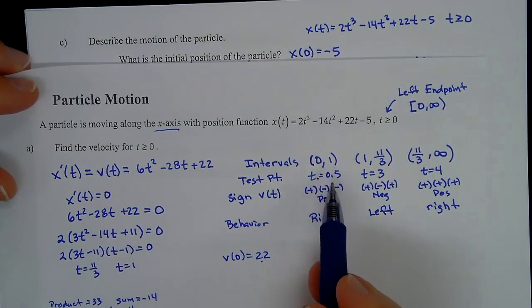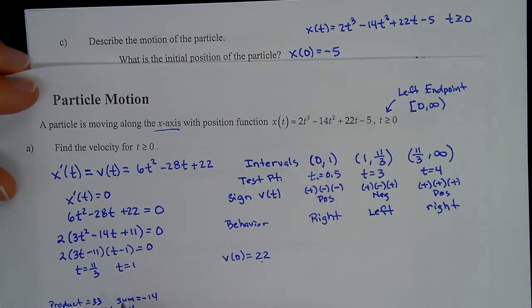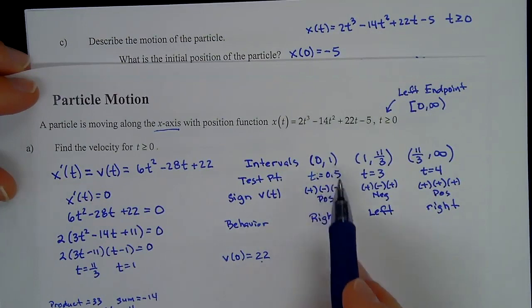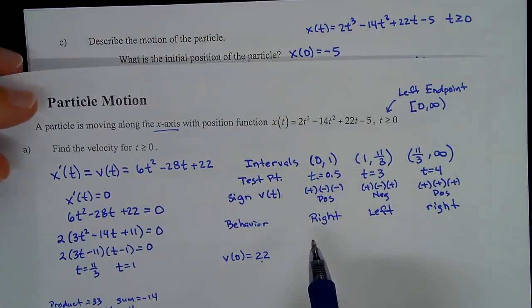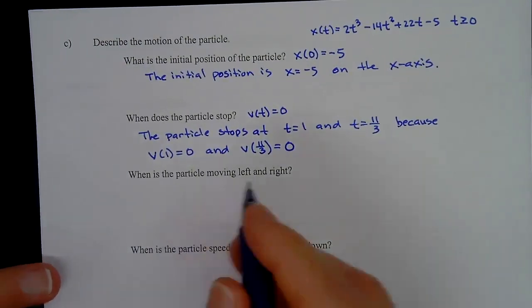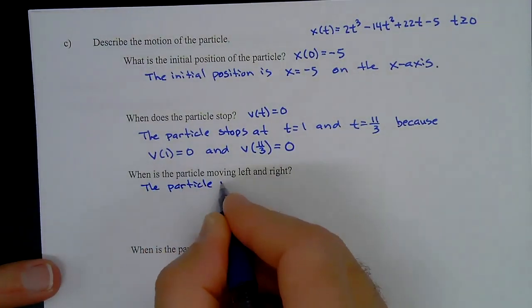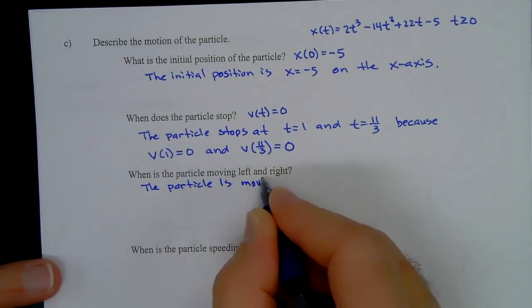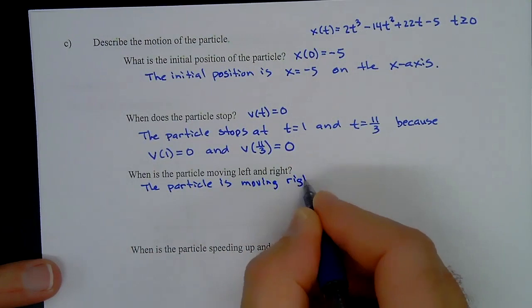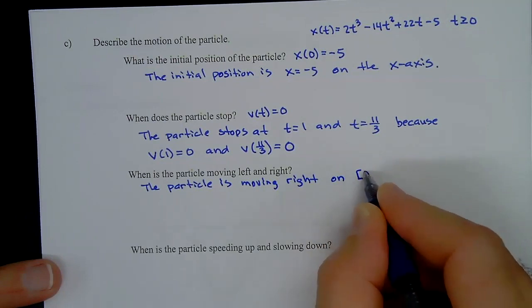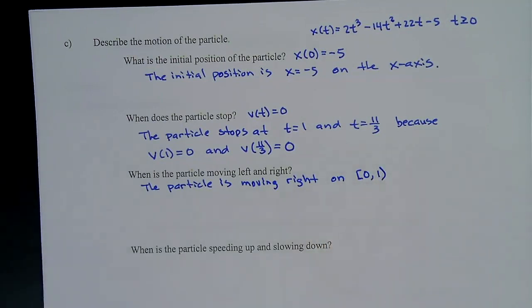And the interval from 0 to 1, it's positive, but at 1, it's not positive. The velocity is 0 there, right? So it's only moving to the right from 0 to 1, including 0, but not including 1, okay? Because the velocity is 0 at 1. Okay, so the particle is moving right on the interval 0 to 1, not including 1, and also 11/3, but not including 11/3.